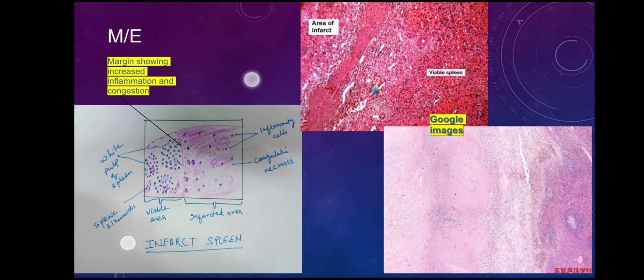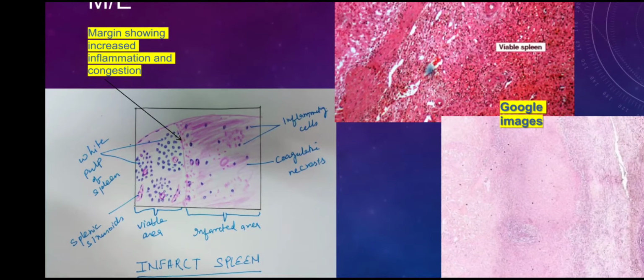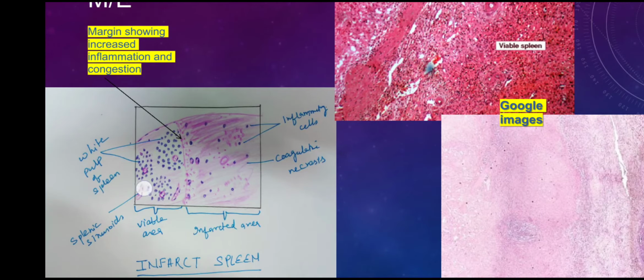So here I have tried to make this diagram of infarct spleen. First you have to draw a capsule, and then make a demarcation between the infarcted area and the viable area. In the viable area, you draw the normal splenic histology, which is composed of white pulp. So you make these follicles with the eccentric arteriole like this, and then you can make the splenic sinusoids, which are lined by endothelial cells, and they are part of the red pulp of the spleen.